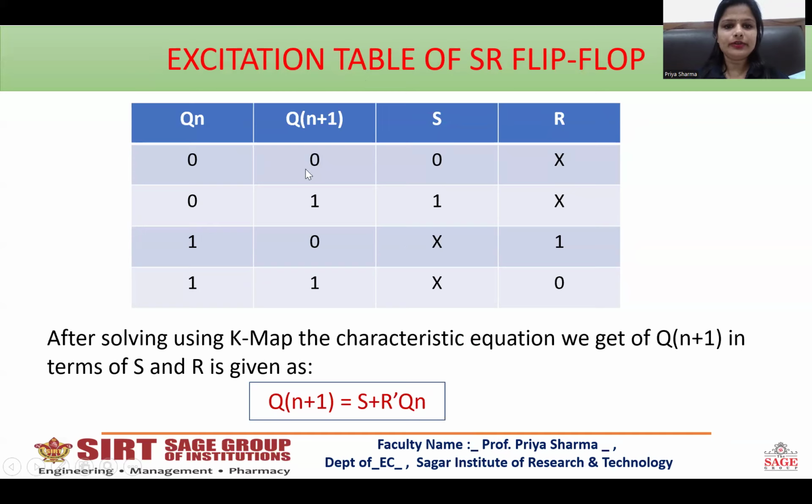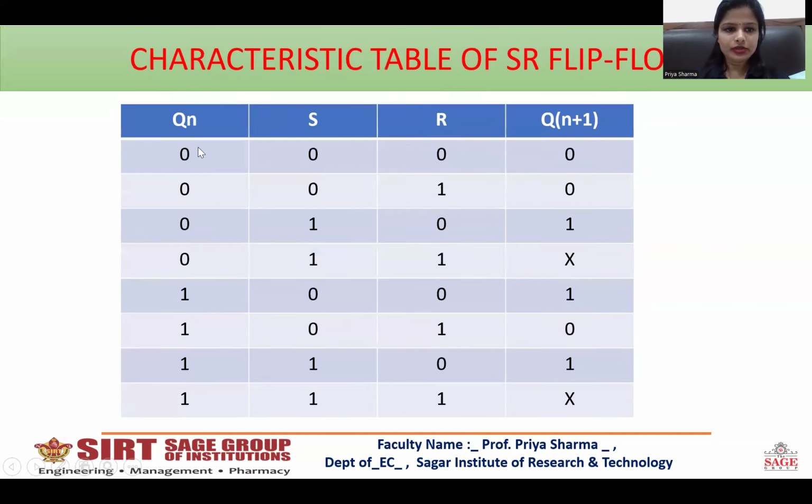So when Qn and Qn plus 1 are 0, 0, if you look here, Qn is 0 over here and Qn plus 1 is 0 over here only. In these two combinations, S is 0 and R is 0 and 1 both.